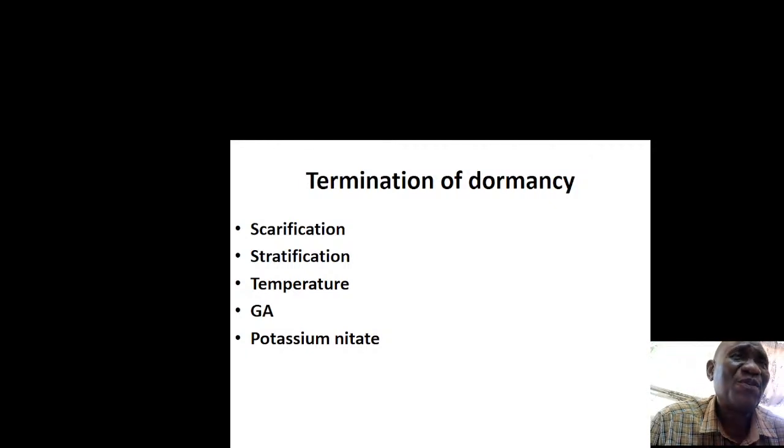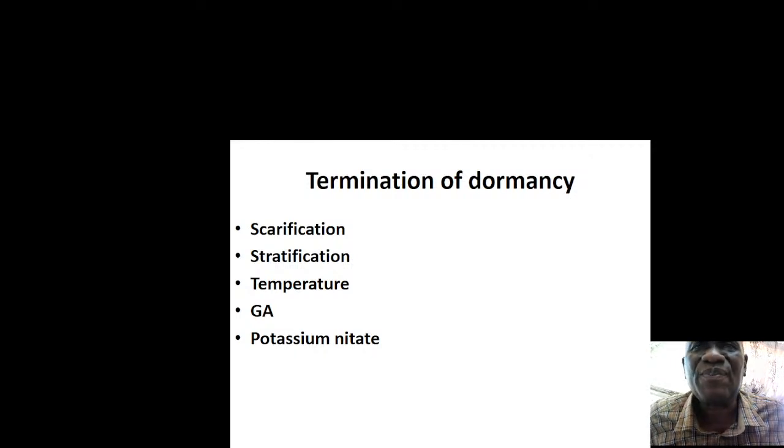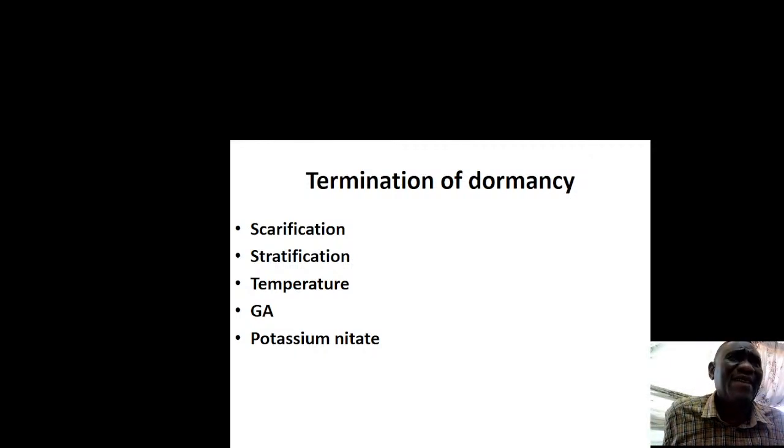How do we terminate dormancy? This is what we can do, to deal with the dormancy. Scarification, you damage the seed coat. Stratification, these are the low temperatures. You freeze the seeds for some time, then bring them to high temperatures. Temperature, you should know the seed germination requirements. The temperature which is suitable for seed germination can vary among these weed species. Use of gibberellic acid and potassium nitrate.